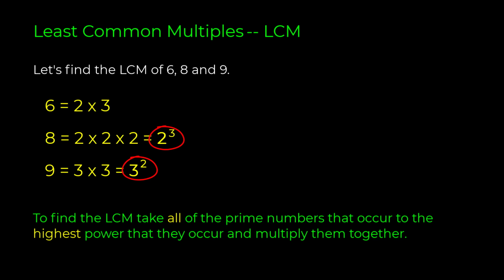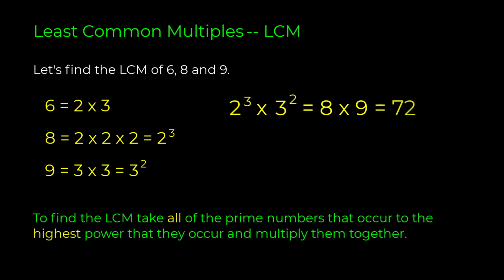We take those two numbers, 2 cubed and 3 squared, and multiply them together. 2 cubed equals 8, 3 squared equals 9, 8 times 9 is 72. The least common multiple of 6, 8, and 9 is 72.